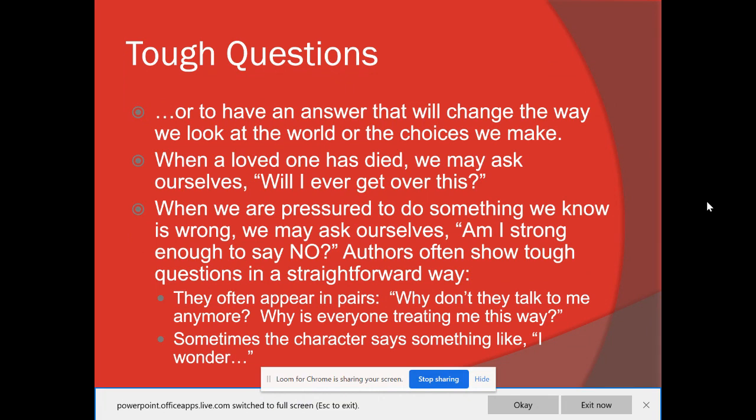So maybe when someone has died, you say, will I ever get over this? Now that is a tough question, and in a story it leads to maybe that character finding themselves or getting over their loss or something like that. When a character is doing something very difficult, or they're being tempted in some way, and they say, am I strong enough to say no? Now that is going to show something about their character. That is going to give more insight to who they are.